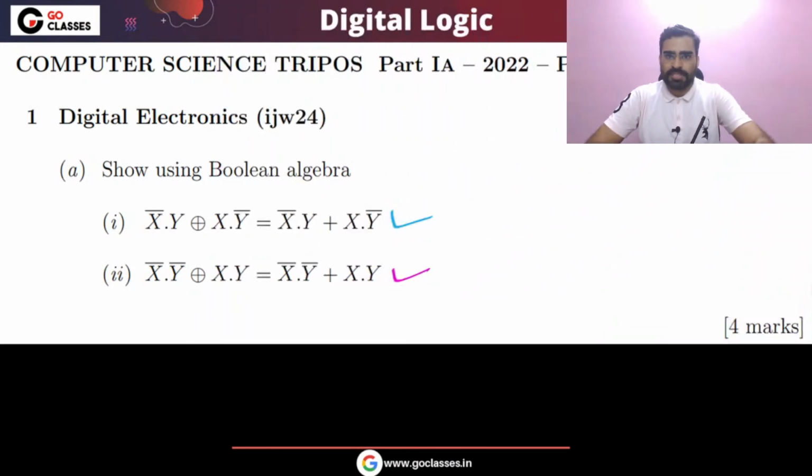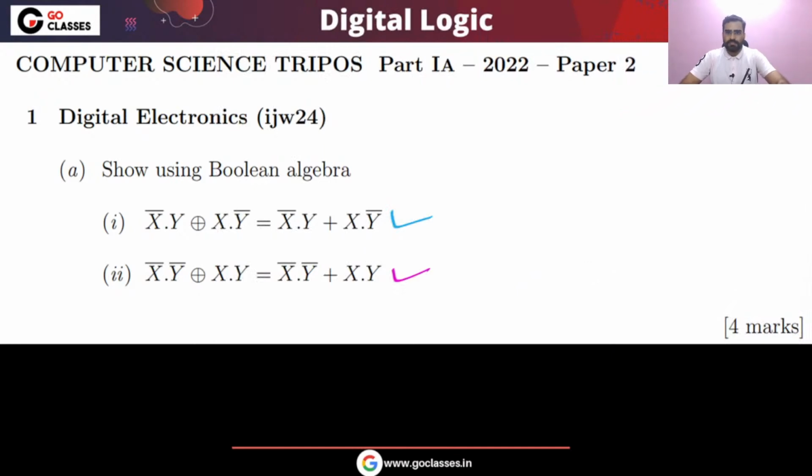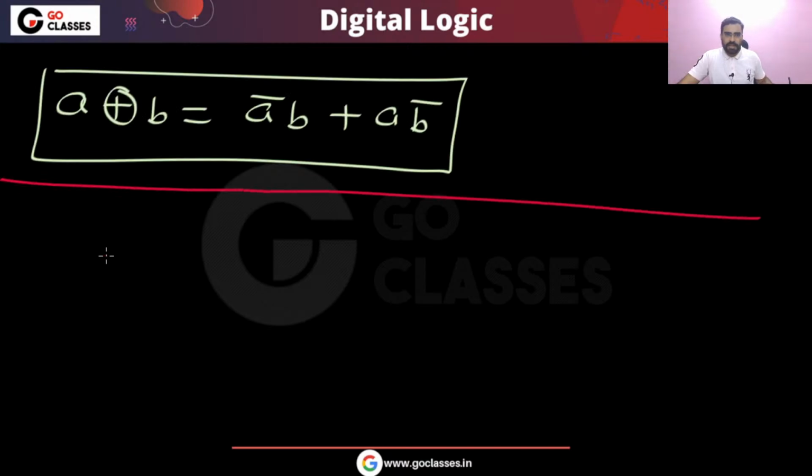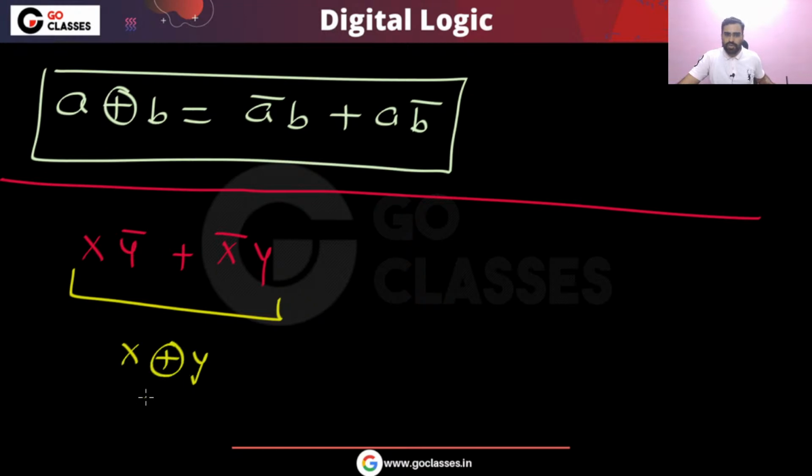So let's do that observation. Let me tell you what is happening here. Can anyone tell me what this is, x y bar or x bar y? What can I say about this expression? This is the same as x exclusive OR y.